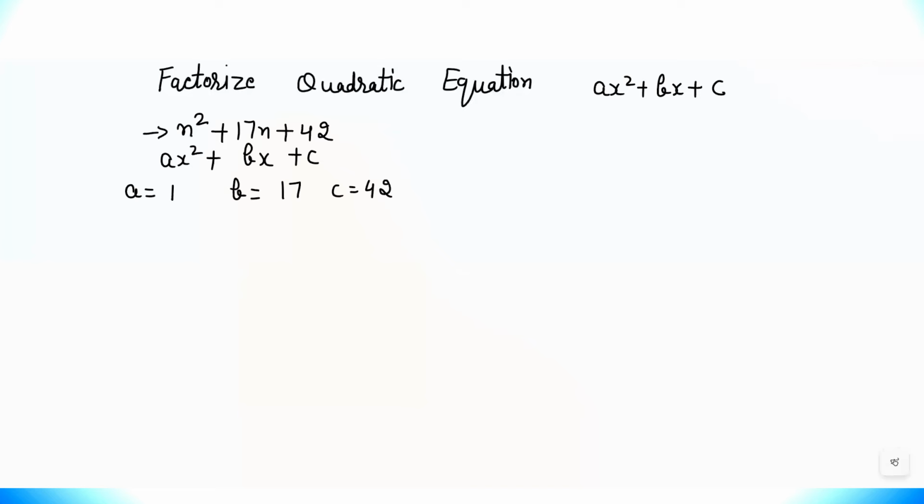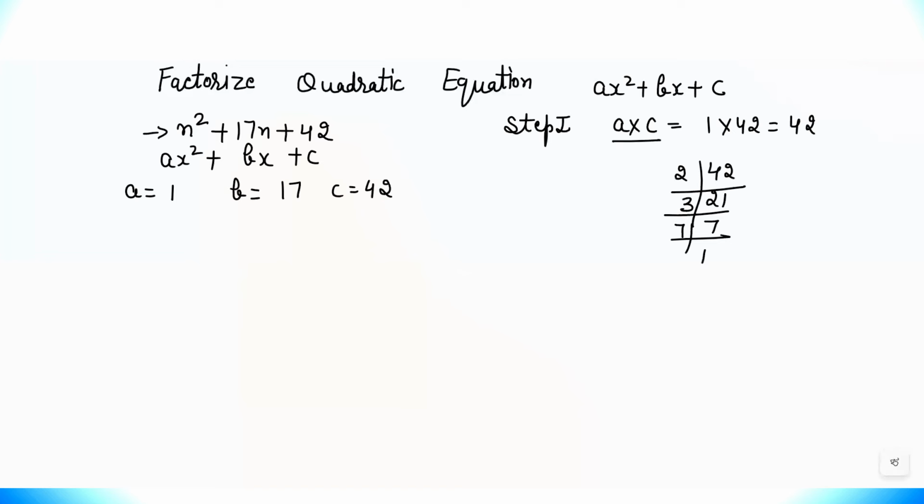So what is the first step? Step 1 is we will multiply a with c. So a is 1 and c is 42, which is equal to 42. Now we will make the factors of 42. That means we will make the factors of ac. So we'll get here 21, then 7, then 7 and 1.